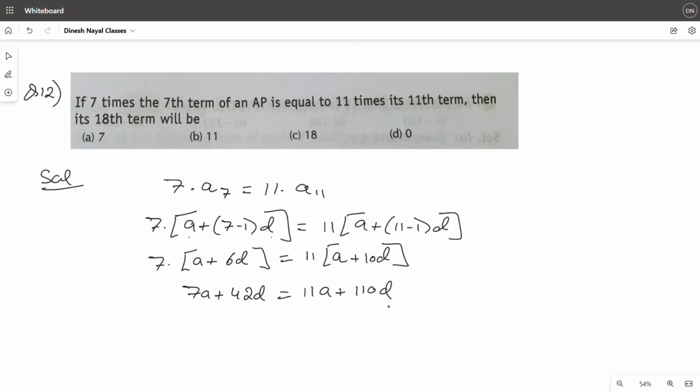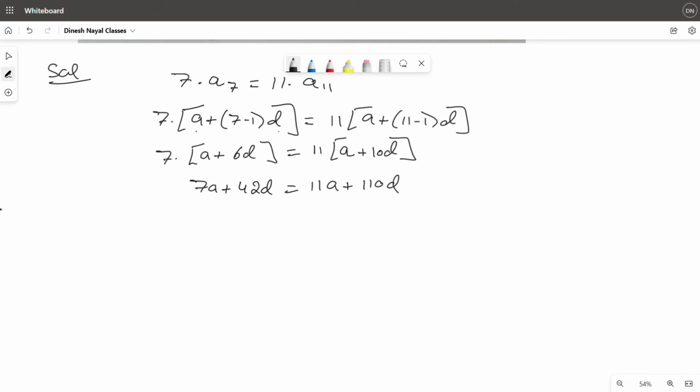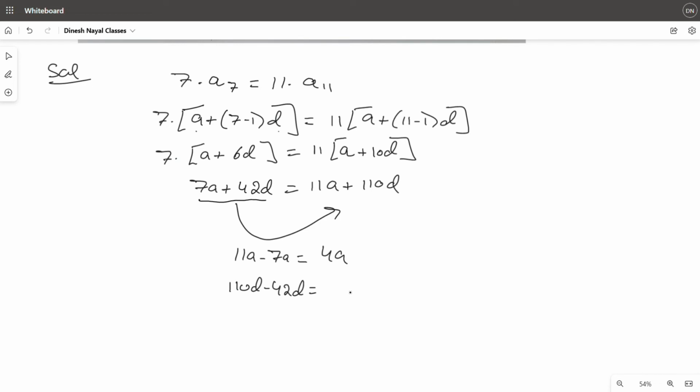110D. Now taking all these terms towards the right hand side, this will be 11A minus 7A and then 110D minus 42D. 11A minus 7A equals 4A. Similarly, 110D minus 42D equals 68D. So our answer will be 4A plus 68D equals 0.